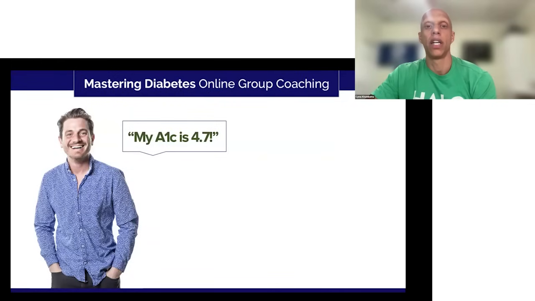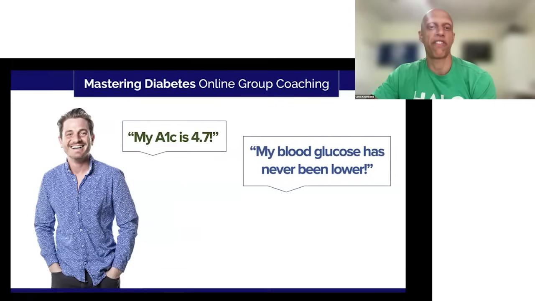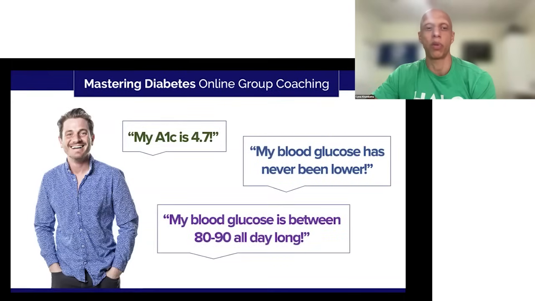Okay, so if you go on the internet, you'll see people that say stuff like this. They say, look at me. My A1C is 4.7. I'm not even close to the prediabetes world. Prediabetes is 5.7 and above. My A1C is a full point underneath that. My glucose is flatline. It's never been lower. It's between 80 and 90 all day, every day. I am winning. Prove to me that I'm doing something wrong.